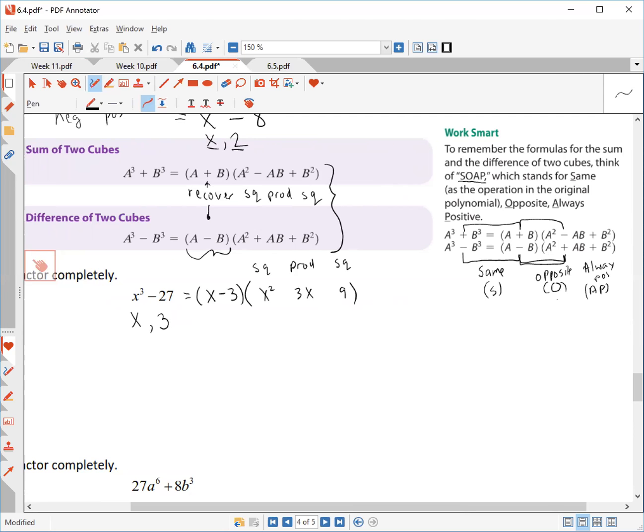So that spells SOAP. So as soon as you recover your two pieces and then square, product, square, you use the same sign, opposite sign of what you had there. So minus becomes a plus. And then always positive, plus. That is right, Saba. Good. X minus 3 times x squared plus 3x plus 9.